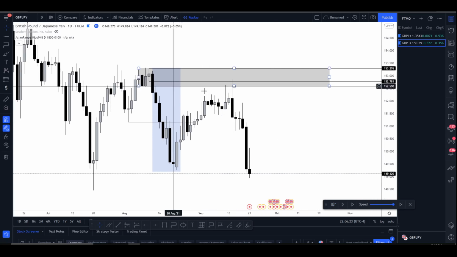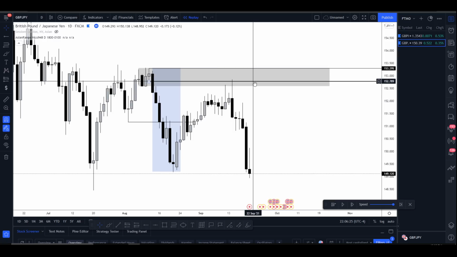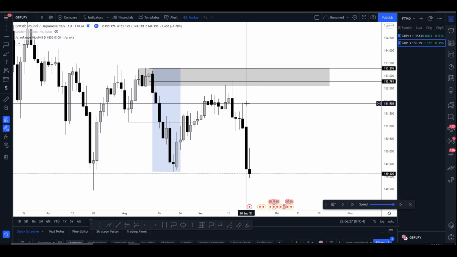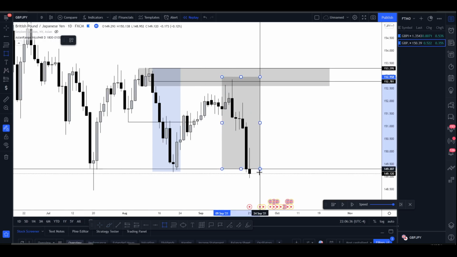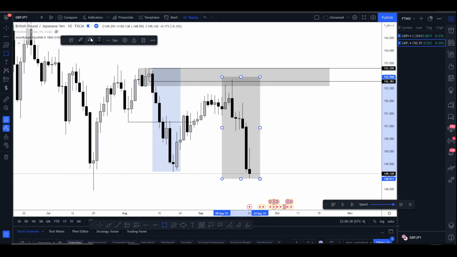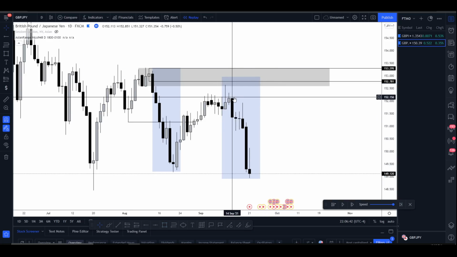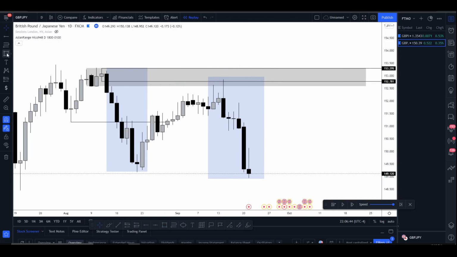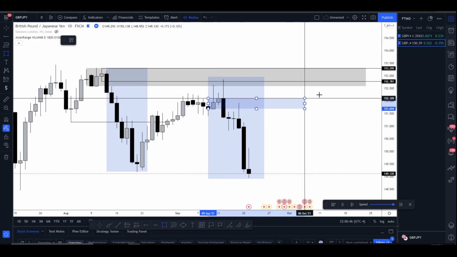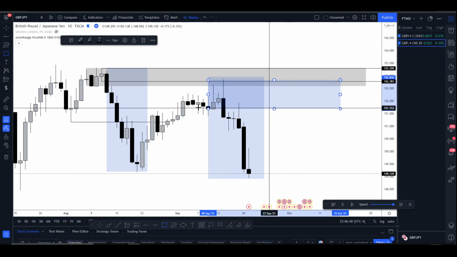So once this supply zone got tested, that doesn't make it invalid, but it simply means that we have to look for the next supply zone. Well, how do you know when the next supply zone is found? It's the same thing. Find the next major impulsive move. So right over here, if I measure this, I can say that this is the next major impulsive move down. And the area of consolidation before price action fell was right here. So this is my next supply zone.